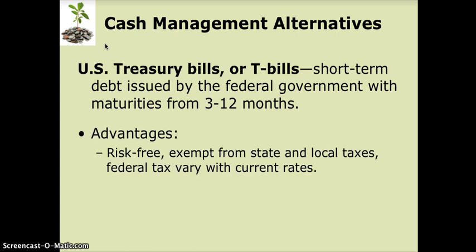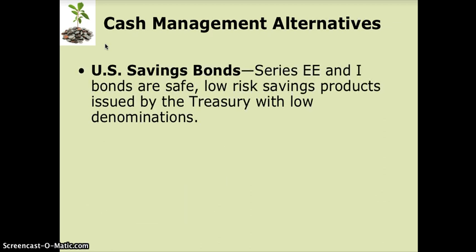Other investments that you can make would include treasury bills, which are loans that you issue to the United States government. These are short-term loans of anywhere from 3 months to 1 year. Savings bonds, which you can purchase in a bank. Savings bonds are purchased at a discount.